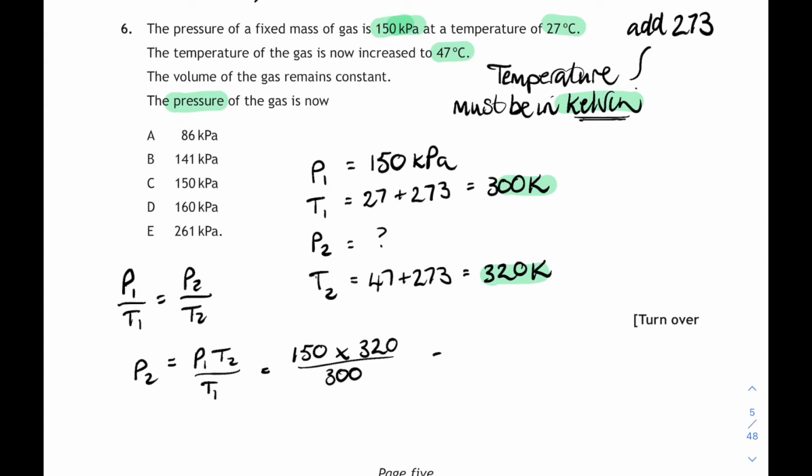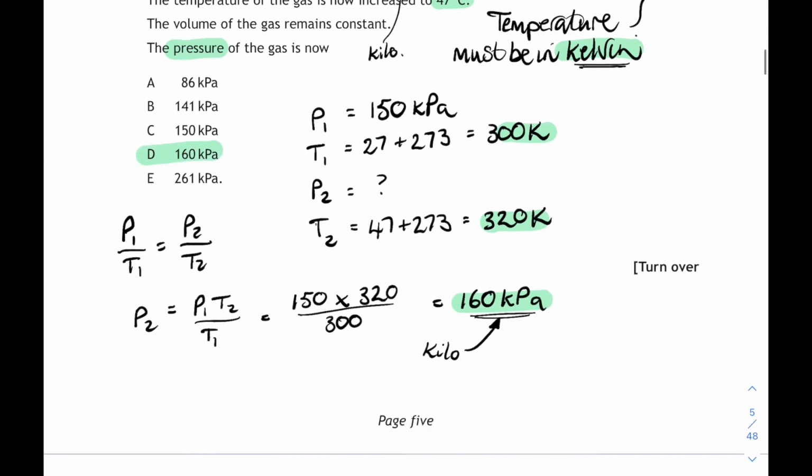And if you do that on your calculator, you will get 160. And because my first pressure was in kilopascals, then my answer is in kilopascals as well. So I didn't need to substitute in the times 10 to the 3, as long as I remember that if my pressure's in kilopascals, then my answer will also be in kilopascals. 160 kilopascals, and that corresponds to answer 6D.